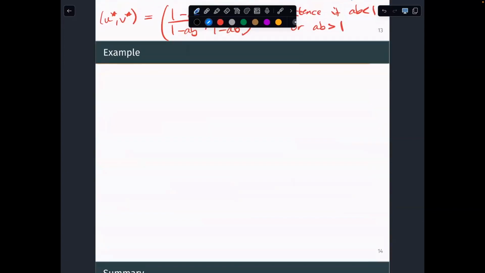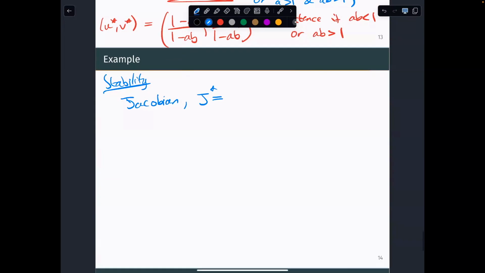Okay, so let's do the linear stability analysis because this is the bit that we really care about for this lecture. The first thing we need to do is calculate our Jacobian matrix. Normally you would go through all of your different equilibria, evaluate all of those equilibria and work out the stability for each of them independently. I'm just going to do this for our coexistence equilibrium.